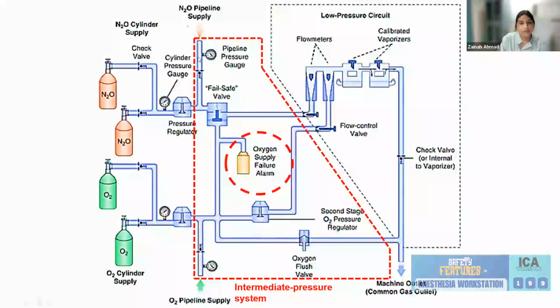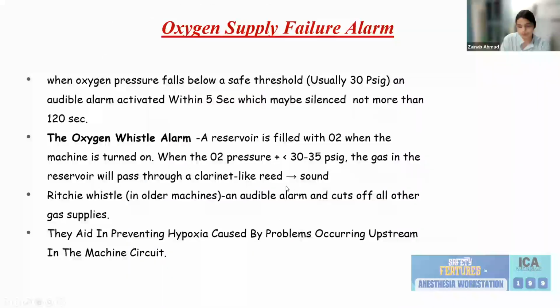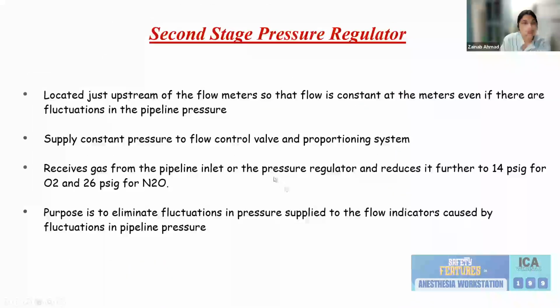So this is the diagram we have to remember: pipeline inlet, pipeline pressure gauge, the fail-safe valve, and the oxygen supply failure alarm. Now coming to the second stage pressure regulator, which I have already covered. So what is it? The whole purpose of any pressure regulator is to prevent fluctuations and prevent the barotrauma which can be caused by high pressure flow in the patient. So you have to maintain a low constant pressure.